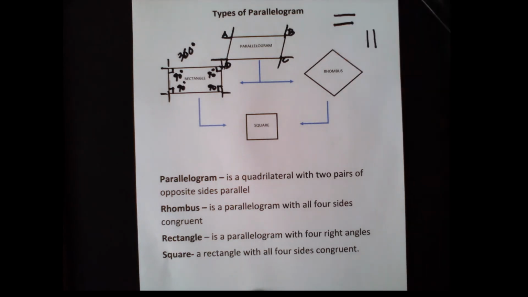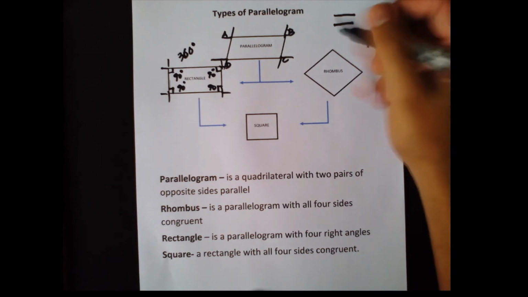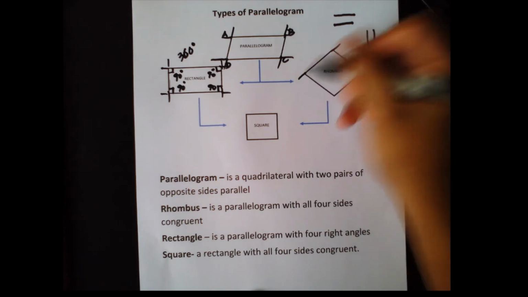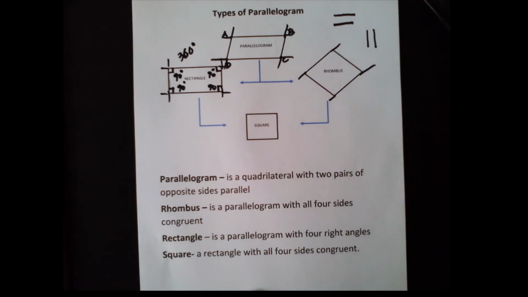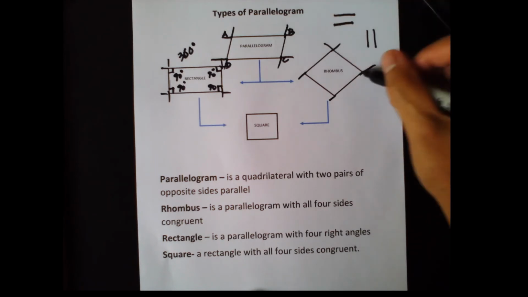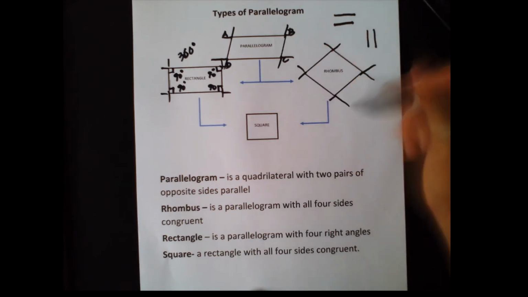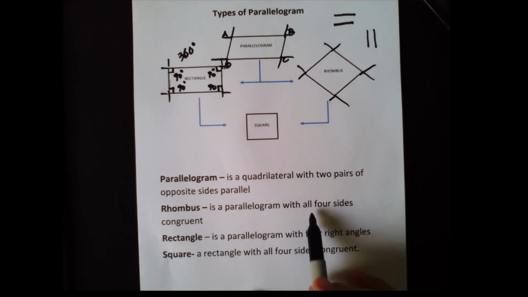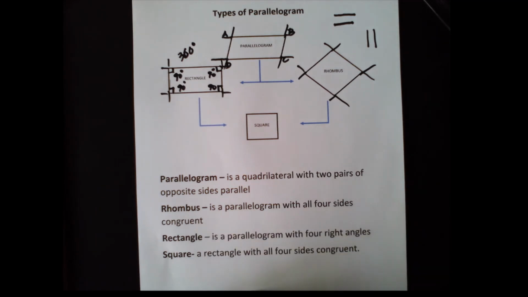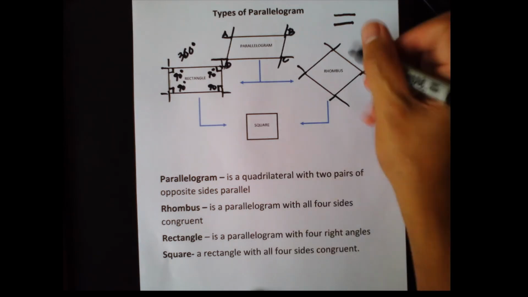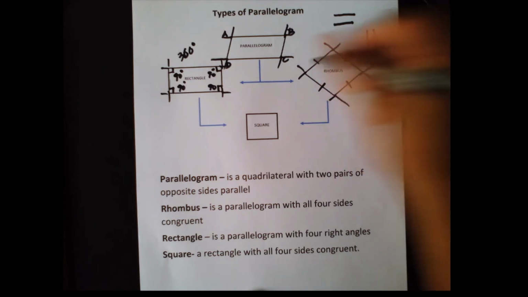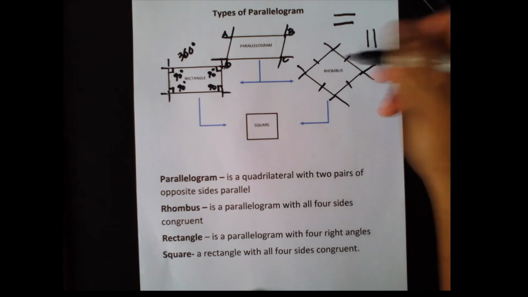Now we will move to the rhombus. Let's examine why it is a parallelogram. If we extend the sides of a rhombus, they never intersect. Even here, if we extend the opposite sides, they never intersect. Based on the definition, a rhombus is a parallelogram with all four sides congruent. So all sides of the rhombus are congruent. This is the symbol for congruent. So four sides are congruent.